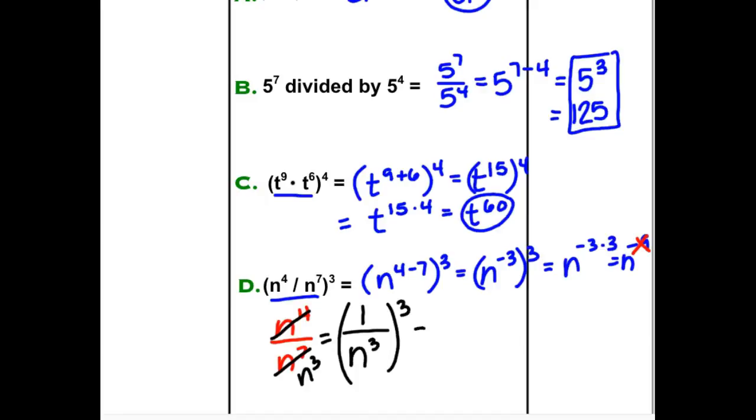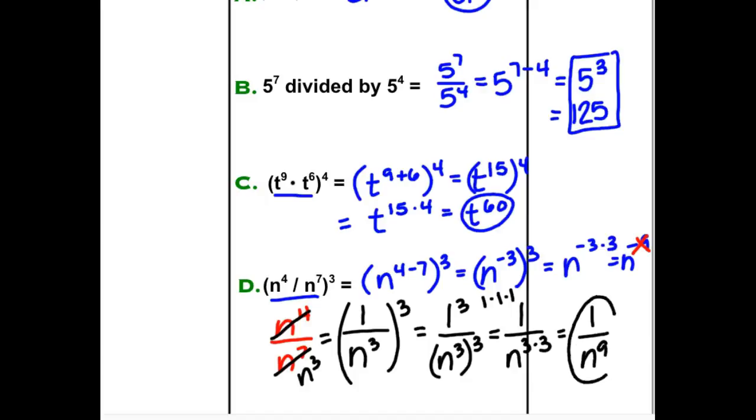And like our rules showed before, you take that 3rd power and give it to everything. So n to the 3rd to the 3rd, which is really 1 to the 3rd is 1, because it's 1 times 1 times 1. And n to the 3rd is n to the 3 times 3, which would really be 1 over n to the 9th. So this would be the correct answer we are looking for.